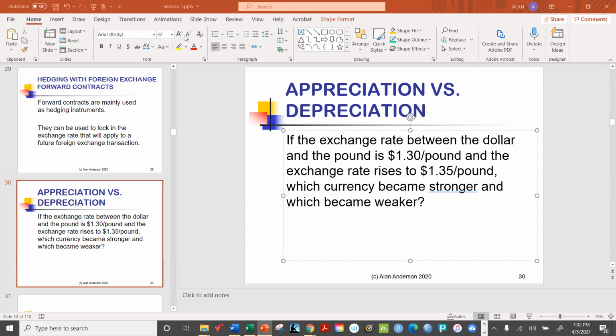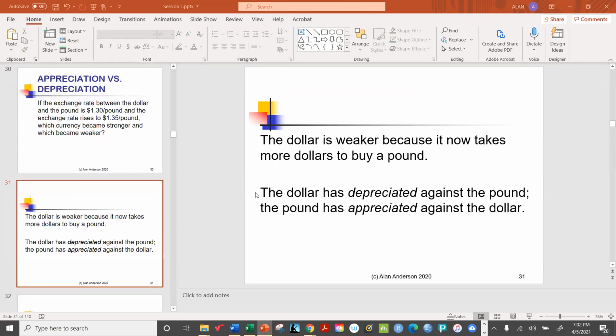Yes, the dollar is weaker because it now takes more dollars to buy a single British pound. And that means the dollar has depreciated against the pound, while the pound has appreciated against the dollar. They can't both get stronger and they can't both get weaker. They have to go in opposite directions.